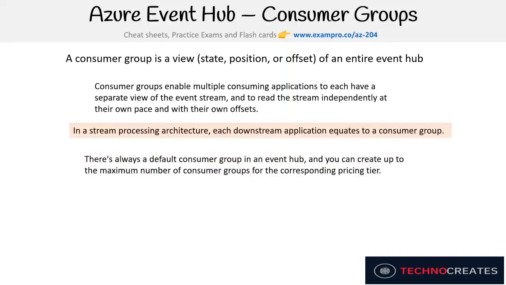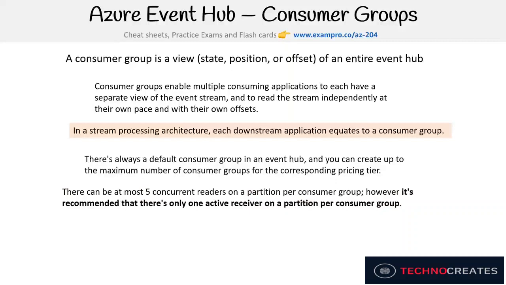There's always a default consumer group in Event Hub, and you can create up to the maximum number of consumer groups for the corresponding pricing tier. There can be at most 5 concurrent readers on a partition per consumer group. However, it's recommended there's only one active receiver on a partition per consumer group.